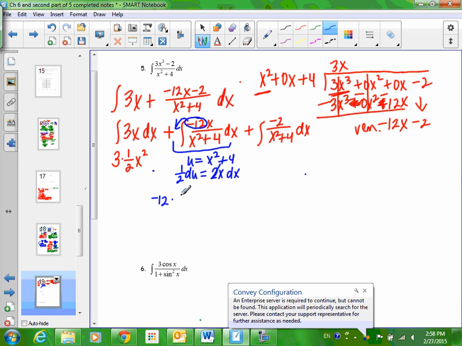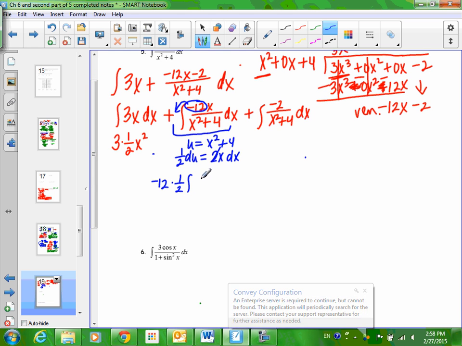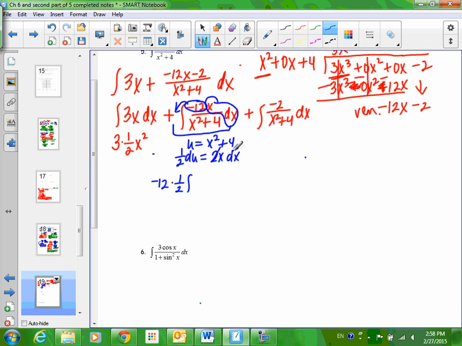So far I have a negative 12 moved out, and I have a 1/2 moved out. And see how there's an x dx here and an x dx here, and it matches up perfectly? That's what you want to have happen. If that doesn't happen, then you did the problem wrong, and you kind of have to start over. And the more you practice this, the more you're going to know which one to do. It's not magic. It doesn't magically happen. You have to put in the time. So we get 1 over u du. So that's negative 6 natural log of u, or negative 6 natural log of x squared plus 4.